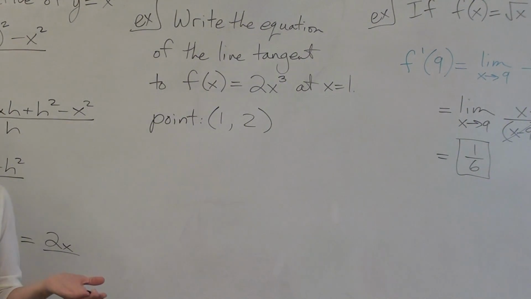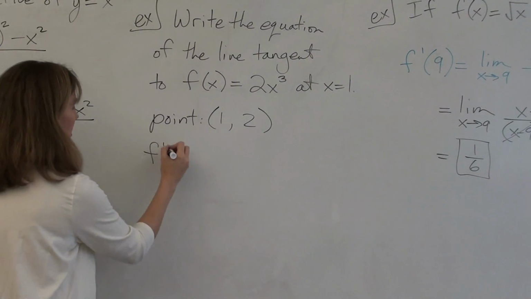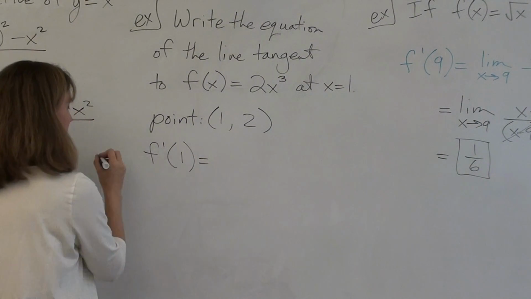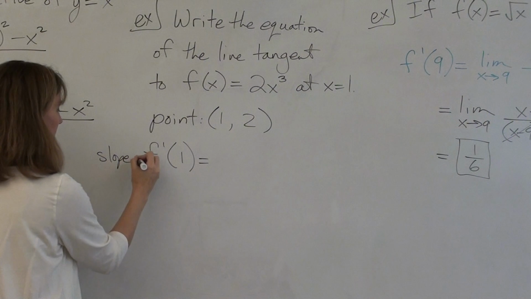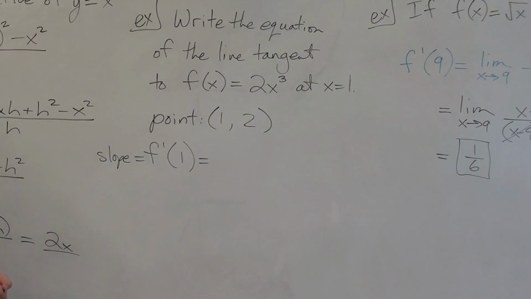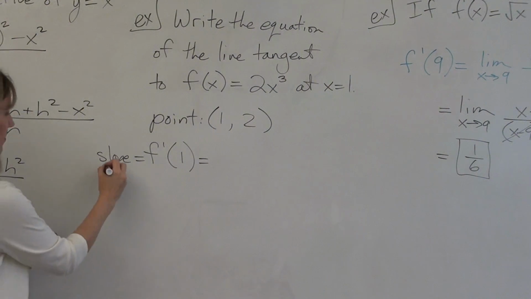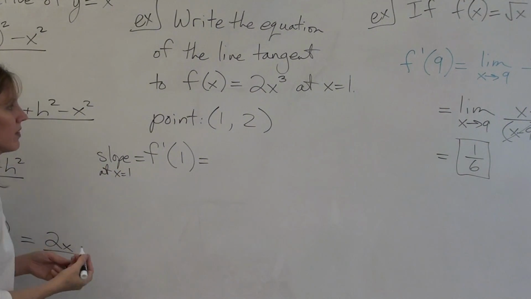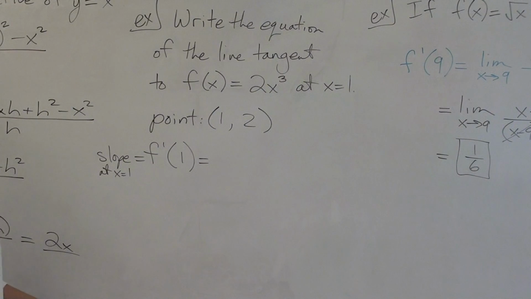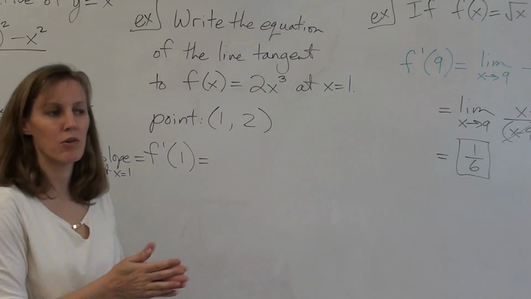Now all I need is a slope. How do I find slope now? I use the derivative, right? So I need f prime of 1, because that would equal my slope at x equals 1. So everyone take a second, find f prime of 1, and then see if you can write the equation of the tangent line.